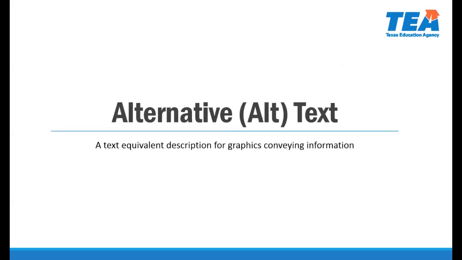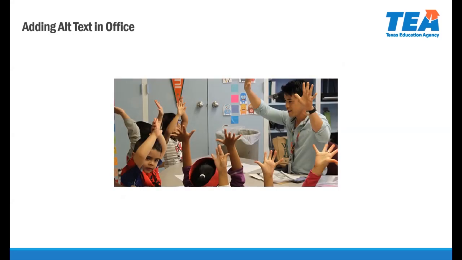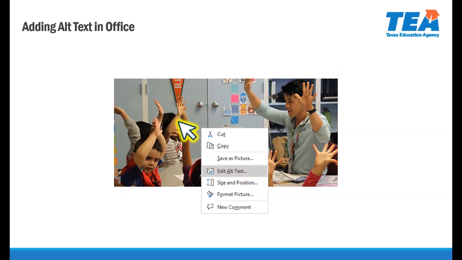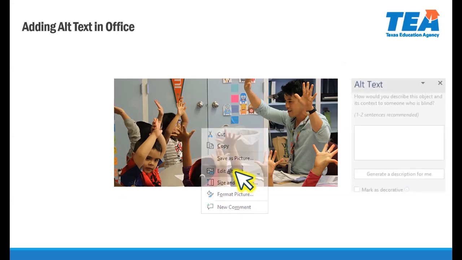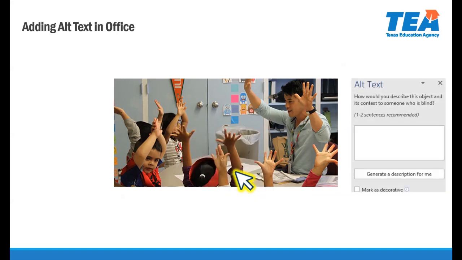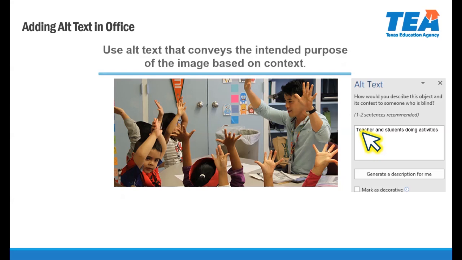Alternative text, or alt text, is a text equivalent description for graphics conveying information. To add alt text to your Office document, right-click on the image, select Edit Alt Text from the menu, and the alt text panel will appear on the right. In the box, enter your alt text. Use alt text that conveys the intended purpose of the image based on the context of your document.